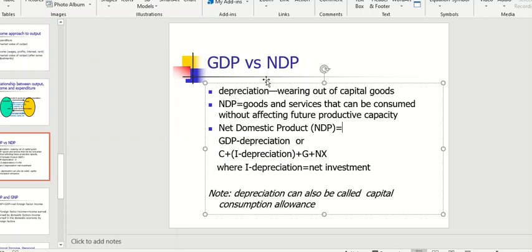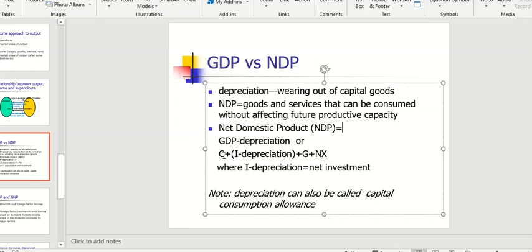So in other words, this amount of money, depreciation, is not going to be earned by any domestic inputs. It's going to be put aside for replenishment of capital goods. So GDP minus depreciation, we take away depreciation.